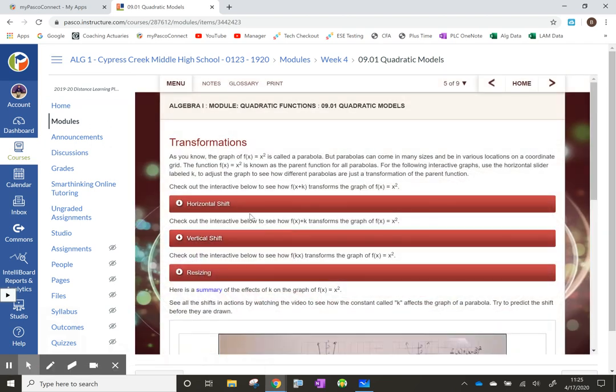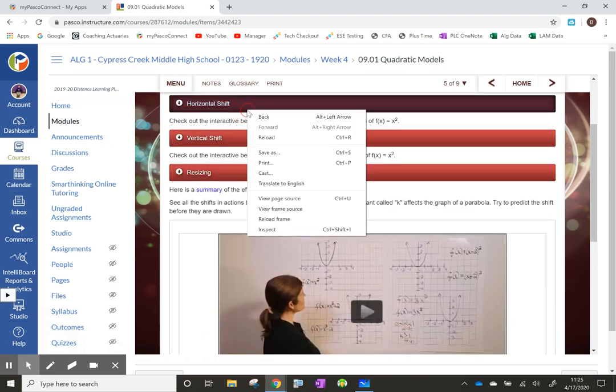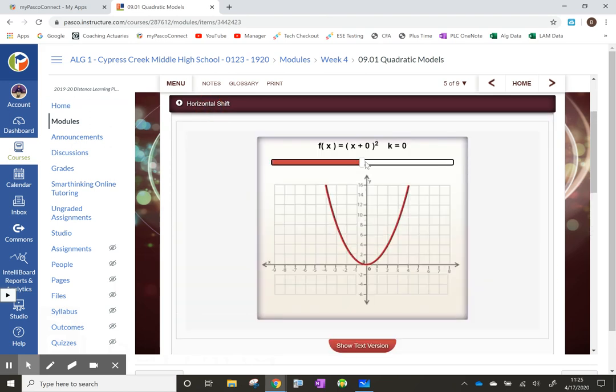Now, transformations. Transformations are a shift of the graph, moving the whole graph left or right or up or down. Even resizing it can make it look skinnier or fatter, depending on what you multiply it by. So let me click on this. Horizontal shift. This is when you are adding a value inside the quadratic where you have the x squared. You're adding or subtracting a number to the x inside of that component. So if you add 0, obviously it's not going to move.